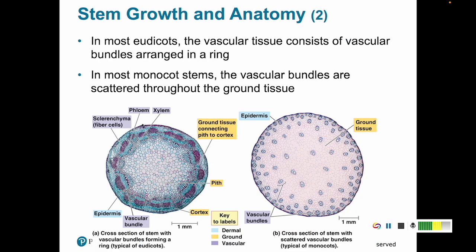In most eudicots, vascular tissue consists of vascular bundles arranged in a ring, and in most monocot stems, the vascular bundles are scattered throughout the ground tissue.